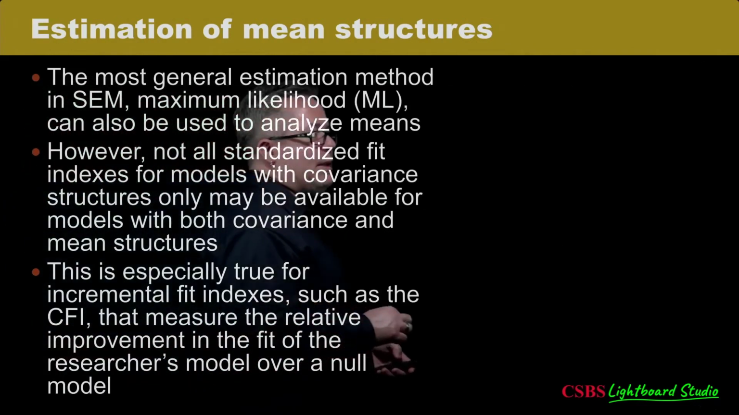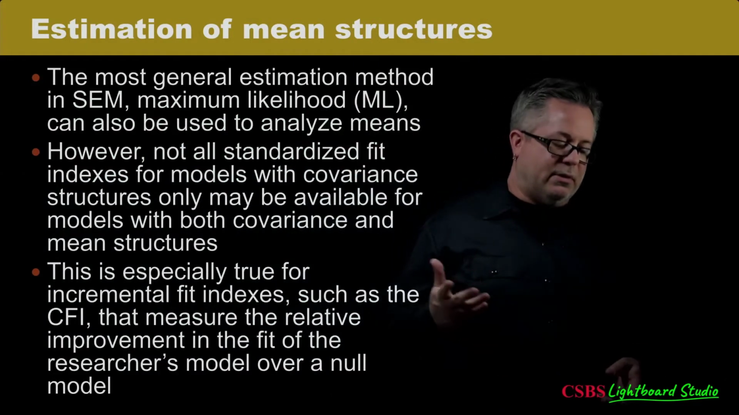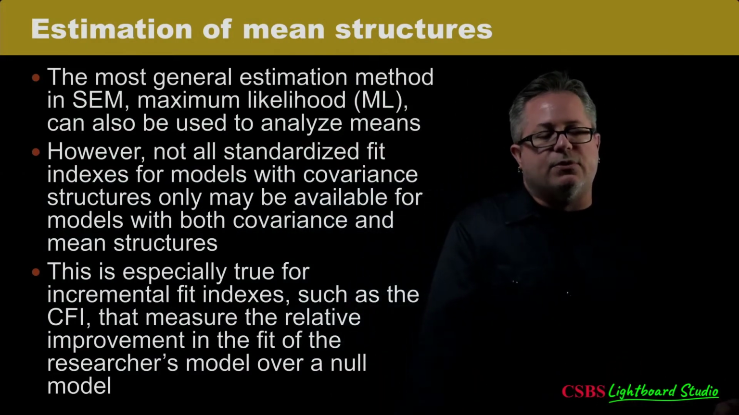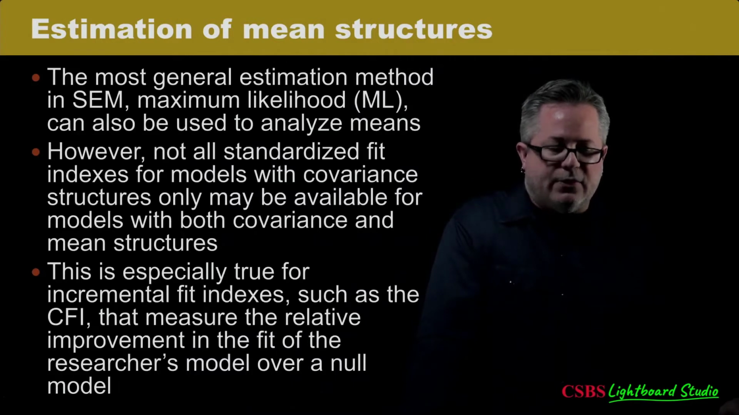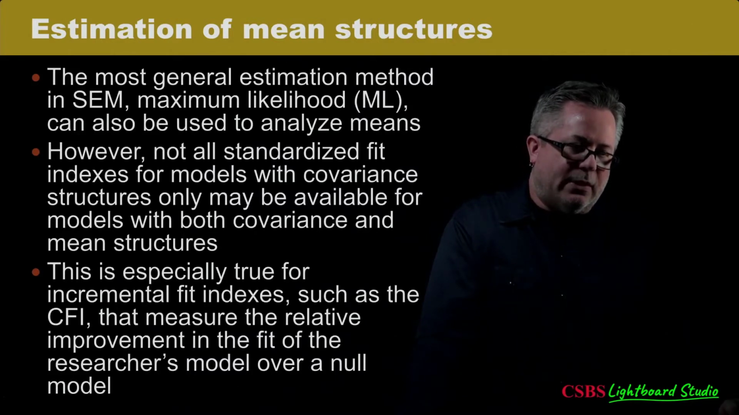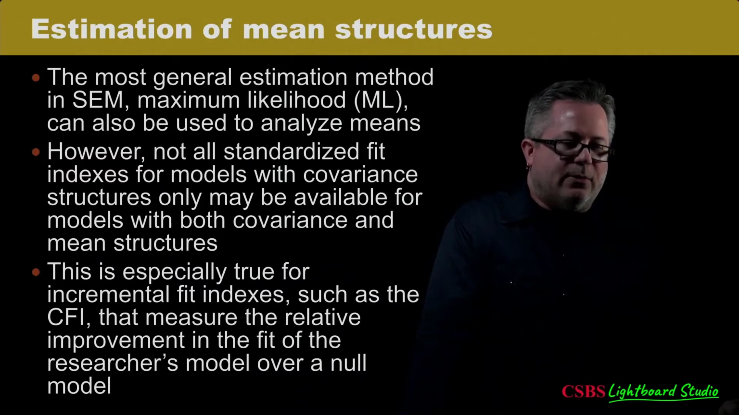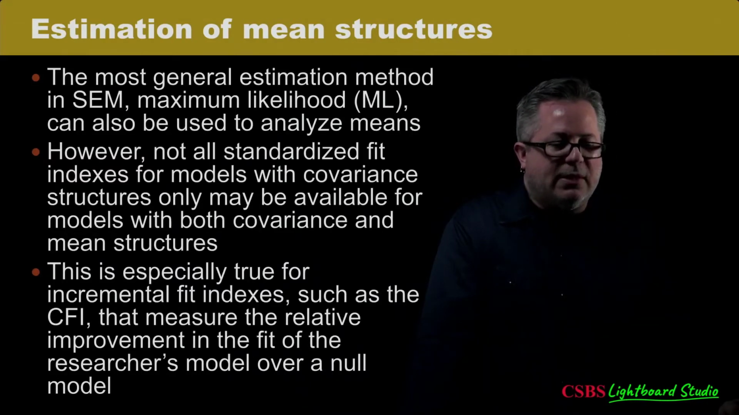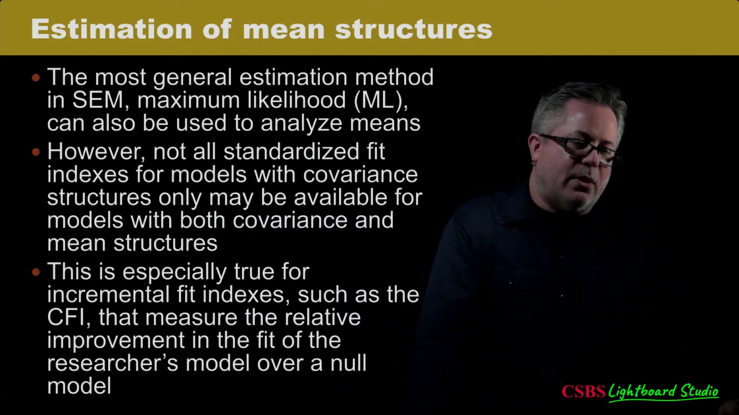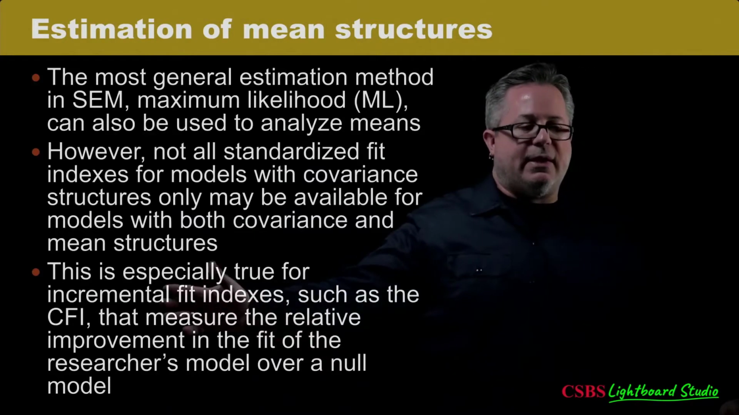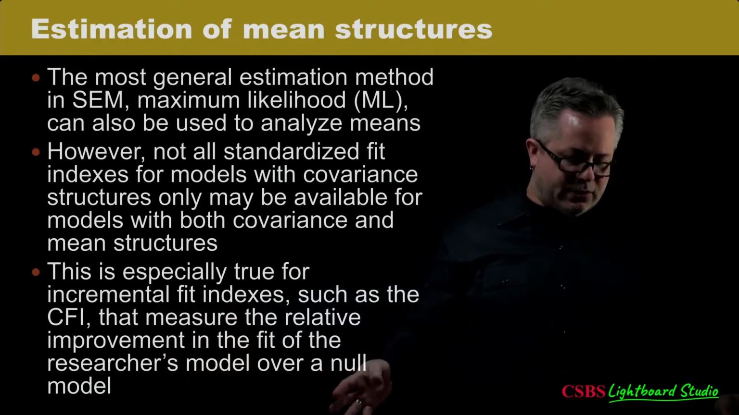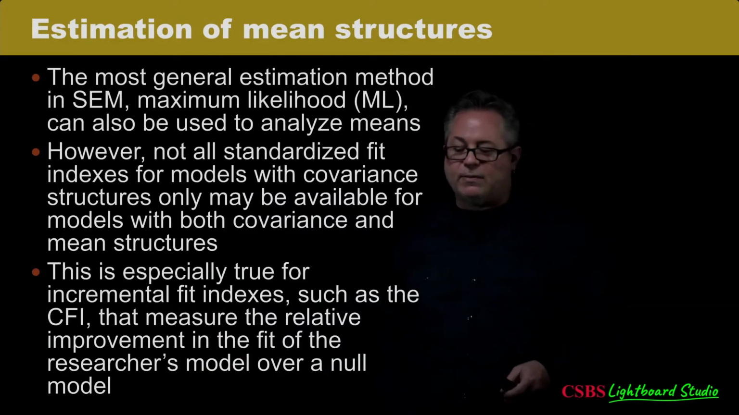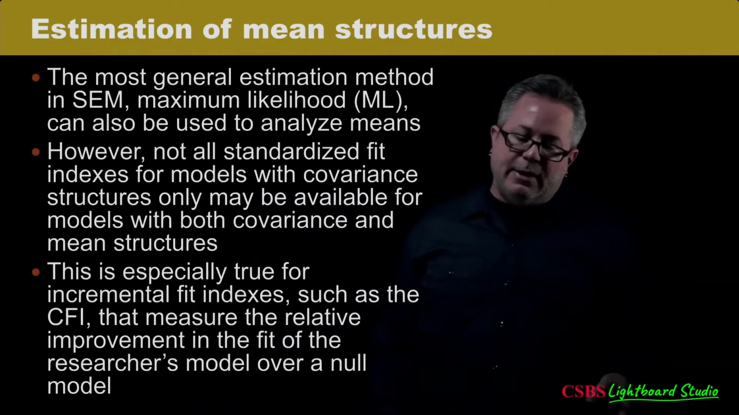The most general estimation method in SEM, maximum likelihood, can also be used to look at the mean structure parts. However, not all standardized fit indices for models with covariance structure only may be available for models with both of them, so certain ones may drop out. This is especially true for incremental fit indices, such as CFI, that measure the relative improvement in the fit of the researcher's model over a null model. For most fit indices like CFI, the means will likely not be included whatsoever. It's just going to look at only the covariance structure in terms of fit. The means are being estimated.